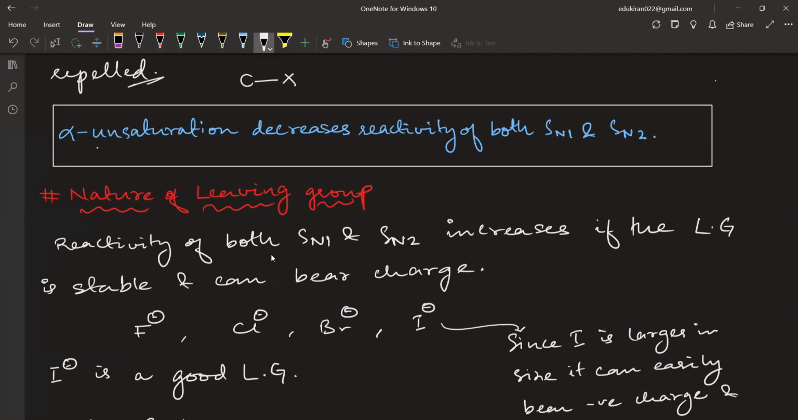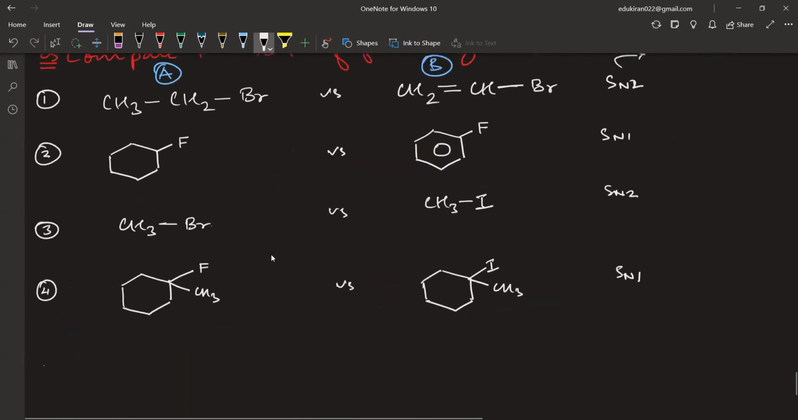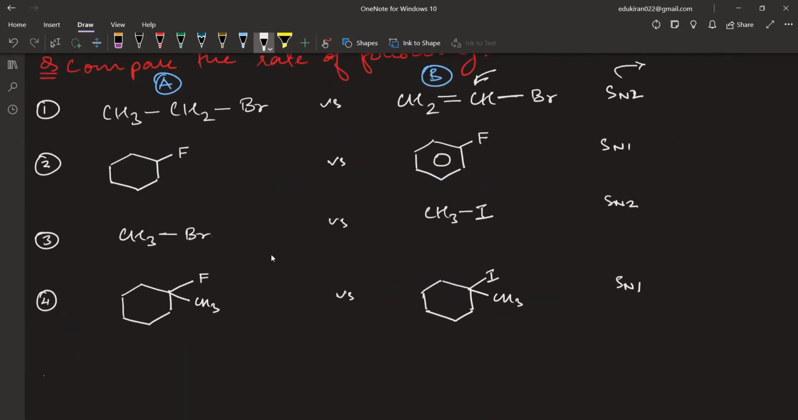The carbon with the X bond, if it is unsaturated, meaning it has a double bond or triple bond, will decrease the reactivity of both SN1 and SN2. Alpha unsaturation. Look at the first question: does this carbon have a double bond? Yes or no? Tell me. Yes. So it will be slower.